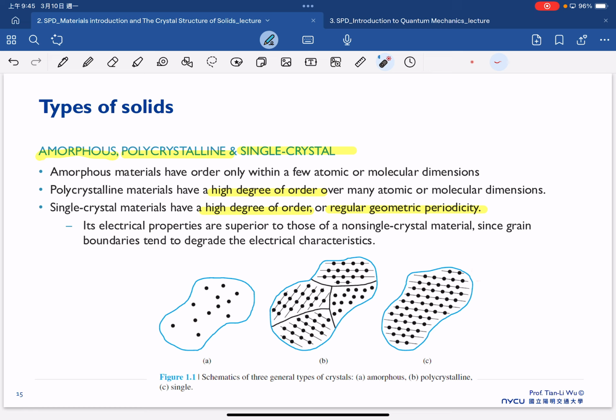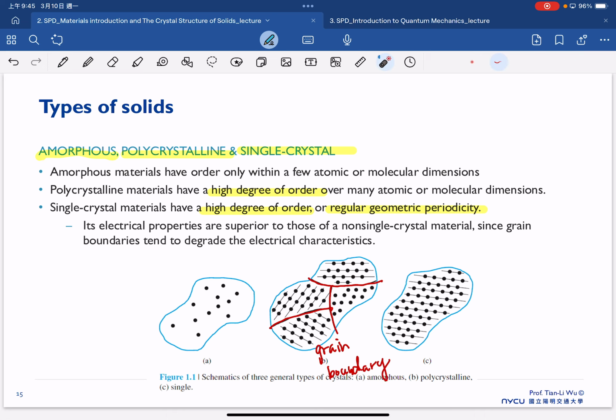If we look at the polycrystalline material, we can find a certain degree of lattice arrangement, but not the same arrangement throughout all of the material. Only part of the material has the same degree of order in its arrangement. And we can find that in between, we often see this kind of boundary. In professional terms, we call this a grain boundary.